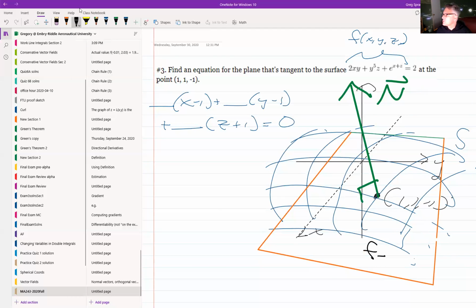Just like when we drew contour plots, we called the contours f equals 0, f equals 1, or whatever. This is a level surface. We'll call that f equals 2. Okay. Now, to find the normal vector, all we have to do is take the gradient of f and plug in the point.